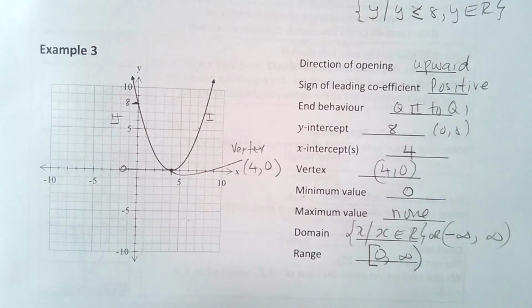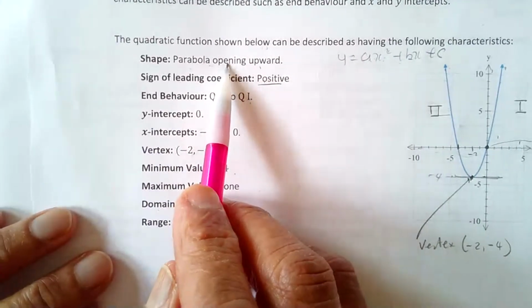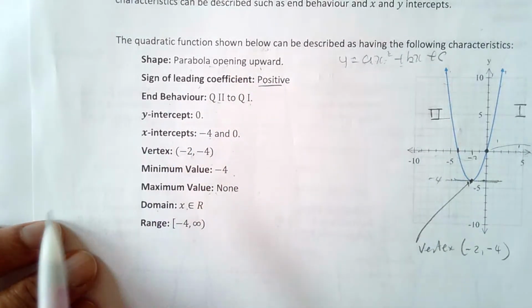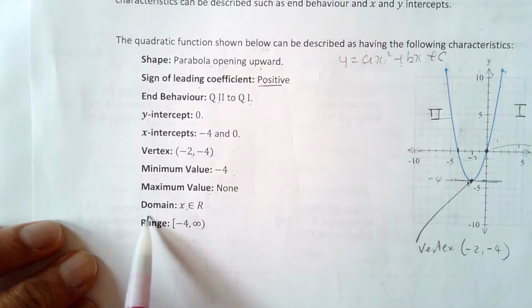So that's looking at the characteristics of a quadratic function. We looked at the parabola opening up, sign of the leading coefficient, end behavior, y-intercept, x-intercept, vertex, minimum value, maximum value, domain, and range.